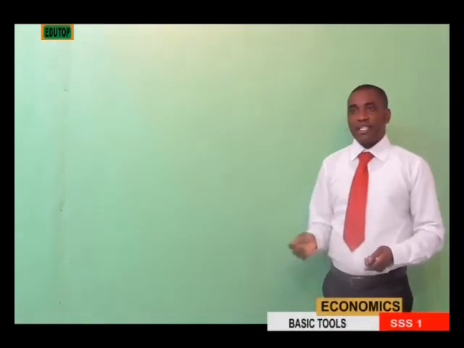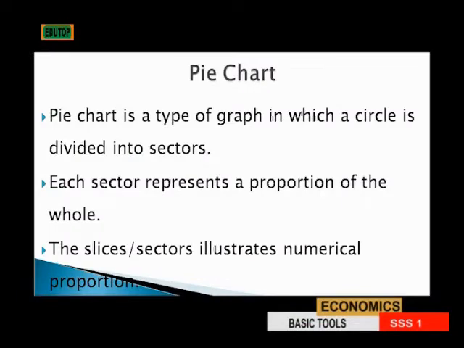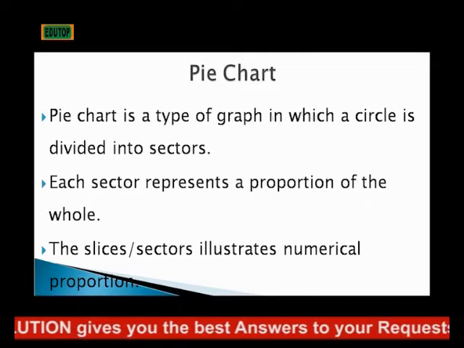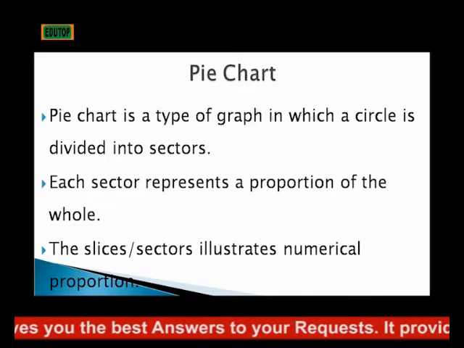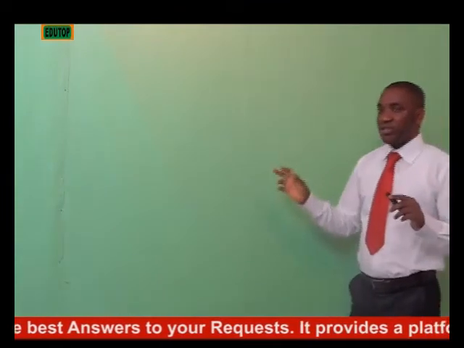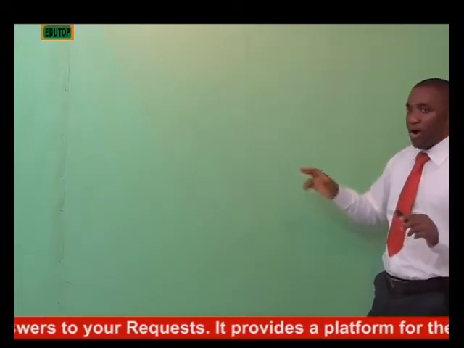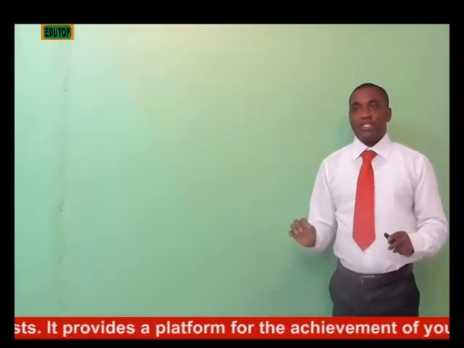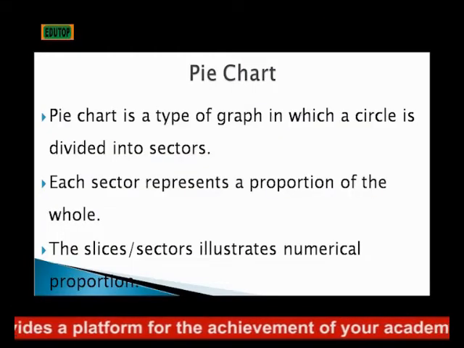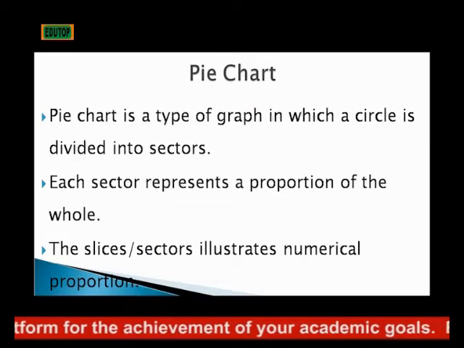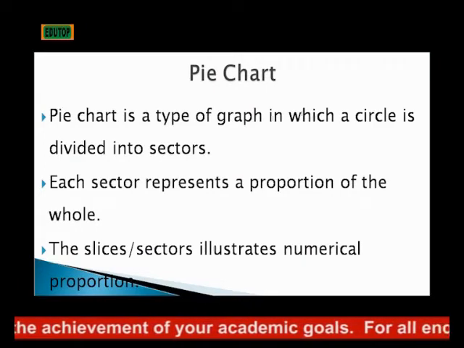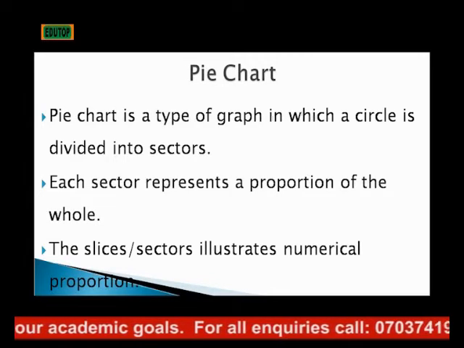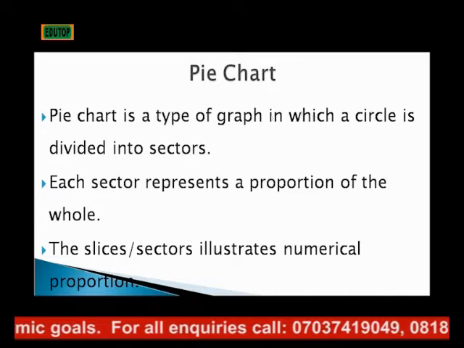When we talk of a pie chart, it's a type of graph, a type of chart in which a circle is divided into sectors. When we draw a circle and we try to divide it into different sectors, maybe into 2, 3, 4, or as many as possible, that is what we refer to as a pie chart. Each sector represents a proportion of the whole. Each sector will represent a proportion of the whole data or the information. Then the slice or sector illustrates the numerical proportion.